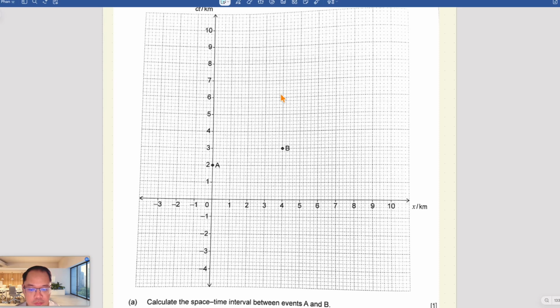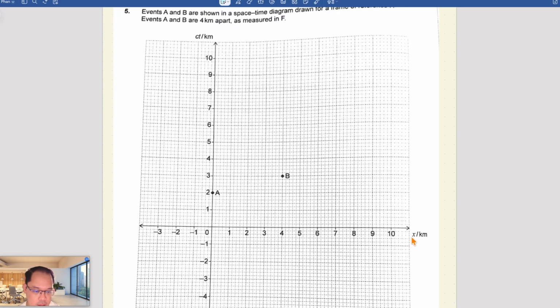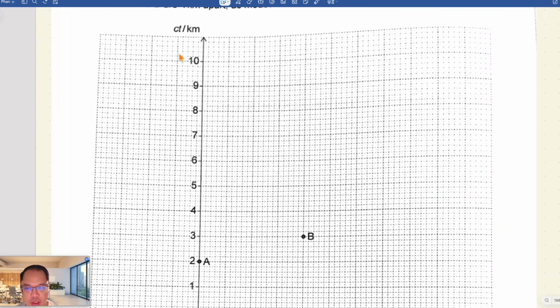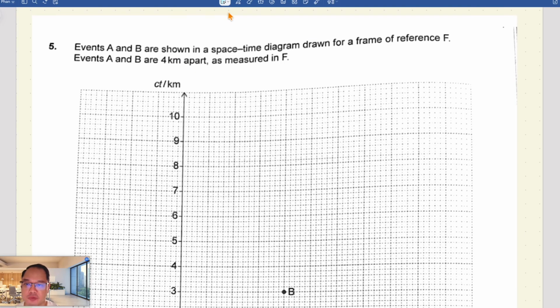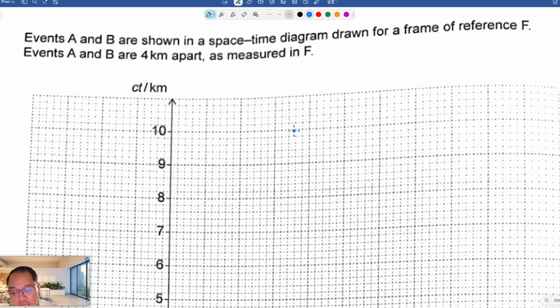Okay, let's observe this diagram. We have the two axes, the x-axis measured in kilometers and the ct time axis. Actually, ct here is also measured in kilometers. Let me explain a little bit about the meaning of the ct. This is the product of the speed of light c, which is 3 times 10 to the power 8 meters per second, and the time. So we have that thing, ct.